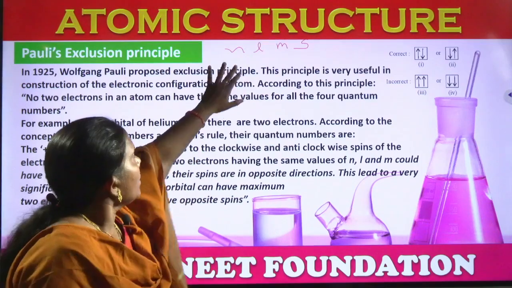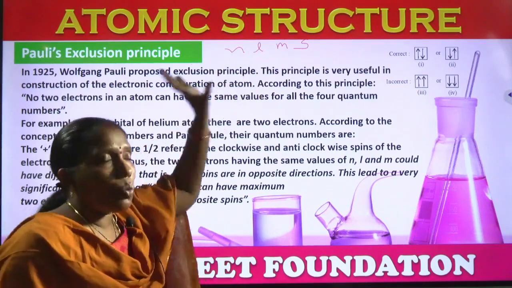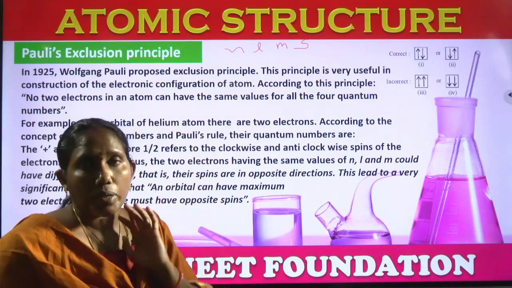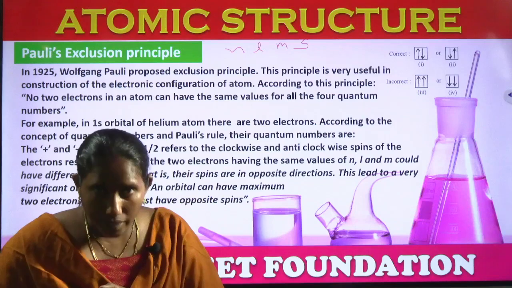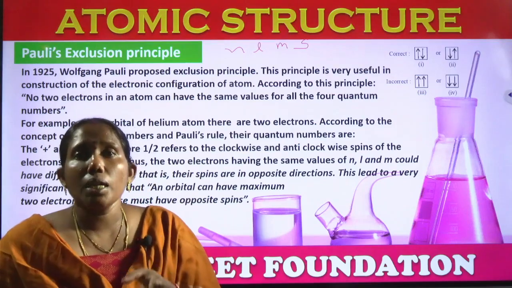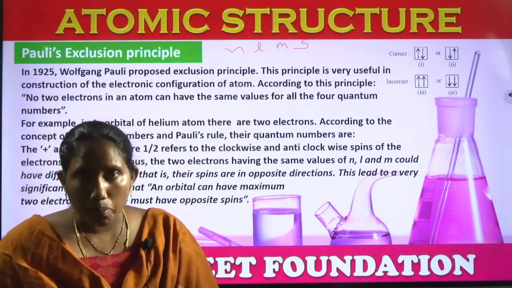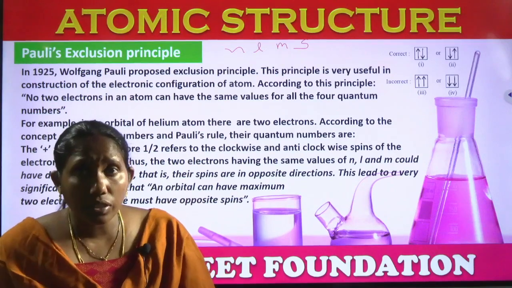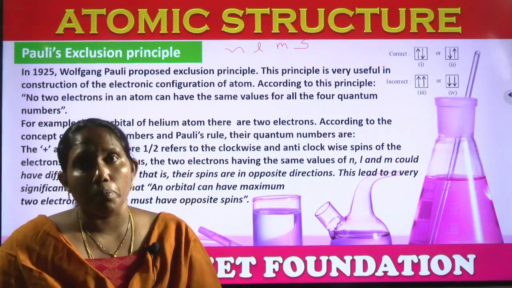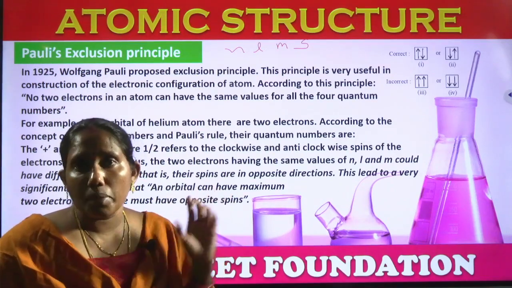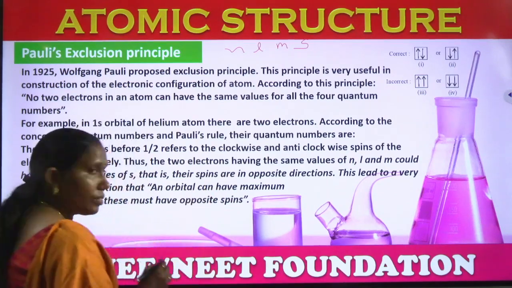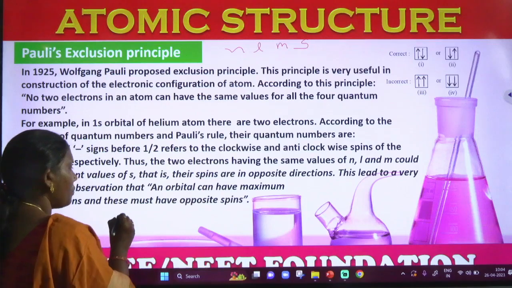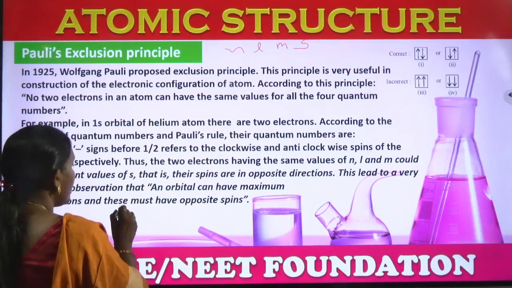So n is principal, L is azimuthal. So what is Pauli's exclusion principle? No two electrons in an atom will have the same set of 4 quantum numbers. At least they differ in their spin quantum number. I will explain this statement with one example. I am taking the helium atom.